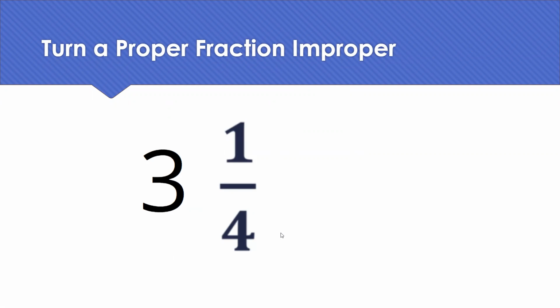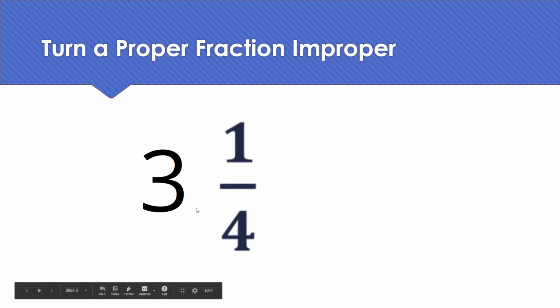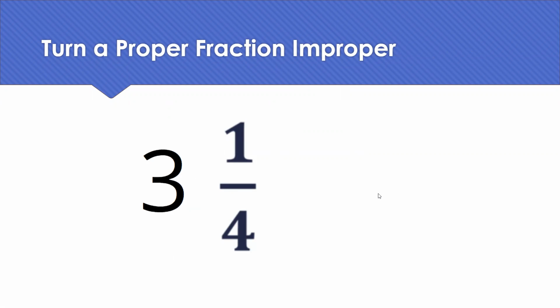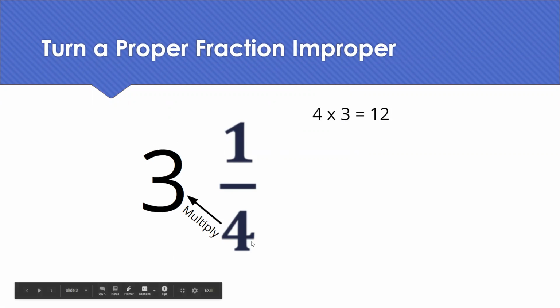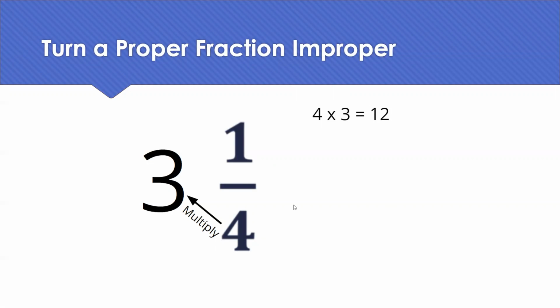So in order to convert this proper fraction to be improper, we're going to take our denominator and multiply it by our whole number. When I take 4 times 3, I get 12. Next, we have to add in the numerator. So we're taking 4 times 3, which equals 12, plus 1, which equals 13. And now I have my new numerator.